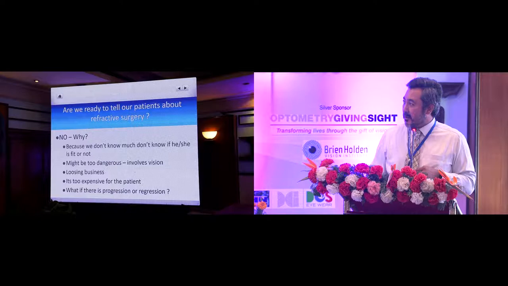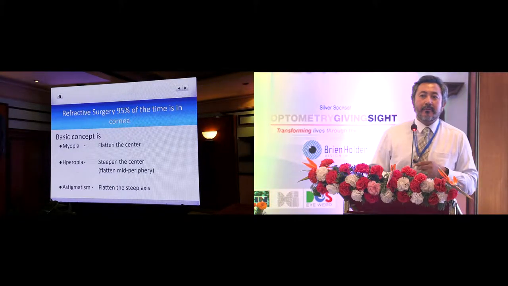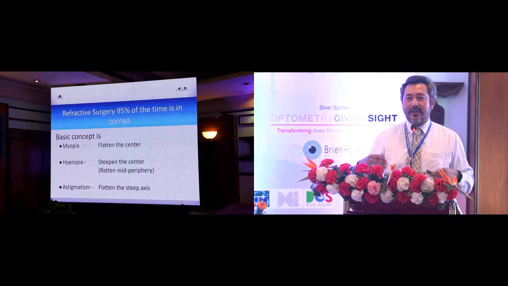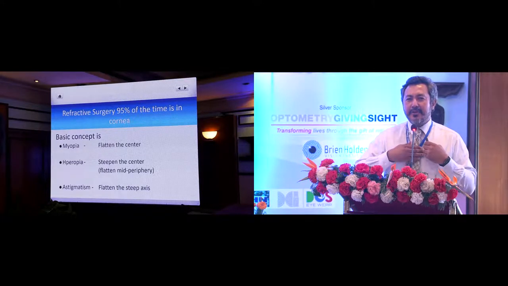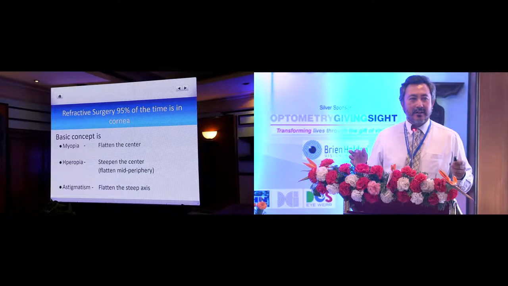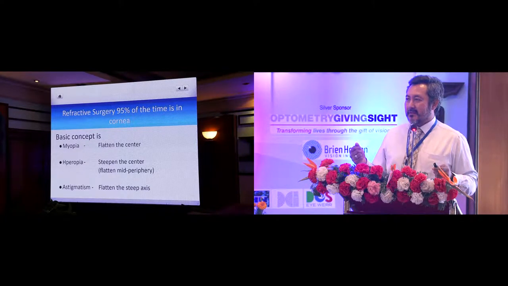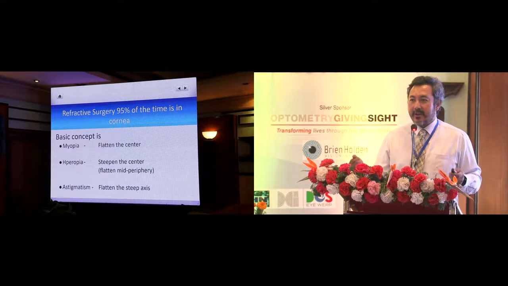So we'll discuss a couple of things. I'm sure over here I will not have to discuss refractive errors. We have myopia, these are the low order aberrations, then you have the high order aberrations. I'm sure everybody knows everything over here on refractive errors. But the basic concept: what if a patient comes to you and asks, what is he going to do to my eye?